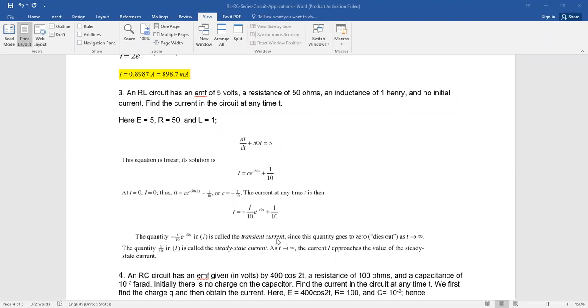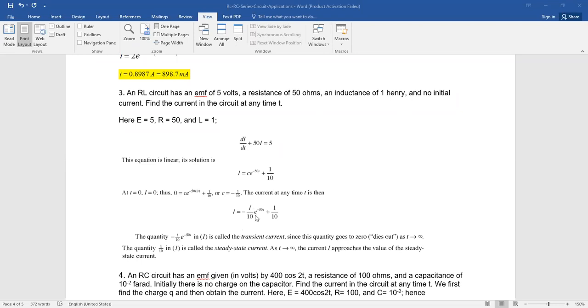Why is it called the transient current? It's because after a very long time, that is when you substitute t approaching infinity here, this entire term will be equal to 0, or its value goes to 0. We call that the transient current. Or shall we say, for this RL circuit, your transient current is represented by negative 1 over 10 e raised to negative 50t. And actually, the value of this entire thing will be equal to 0.